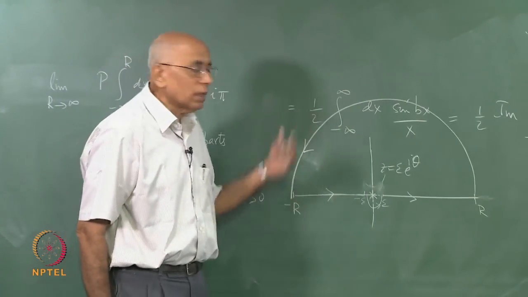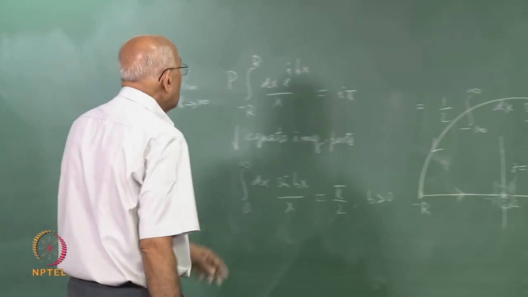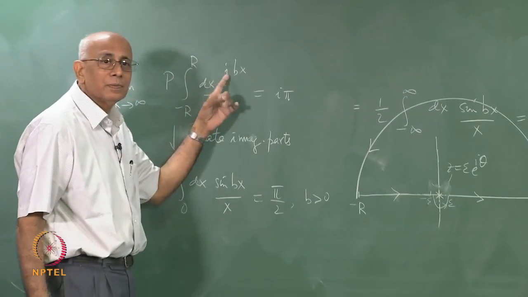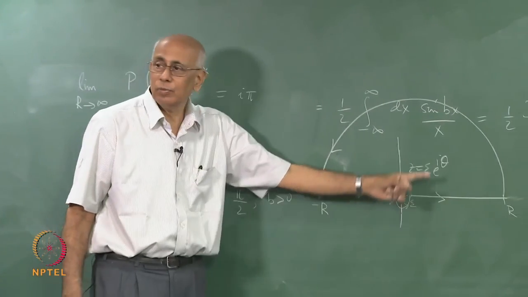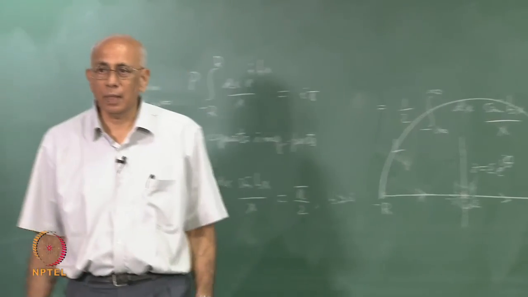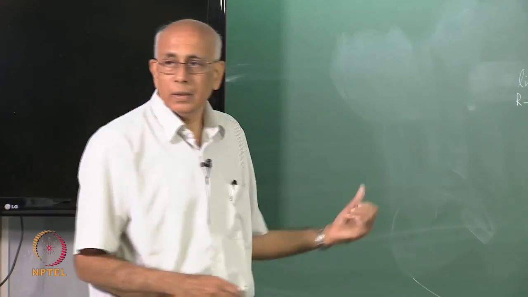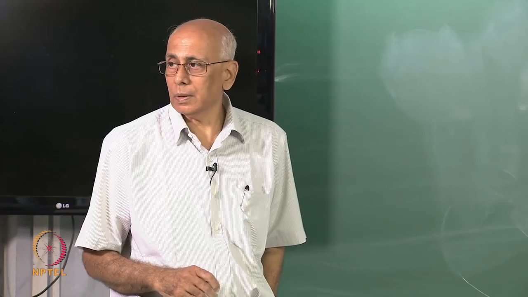So you could have closed it in either plane. I could have started with e to the minus I bx and closed it in the lower half plane and indented it either way you like, etc. Does not matter, provided you do it properly, you are guaranteed to get this answer. It is quite unique, this answer.